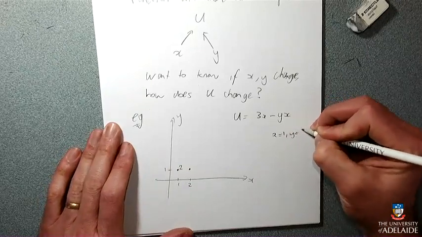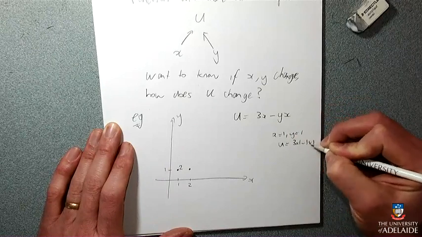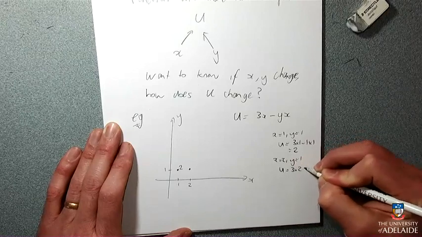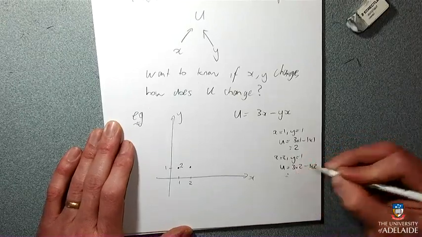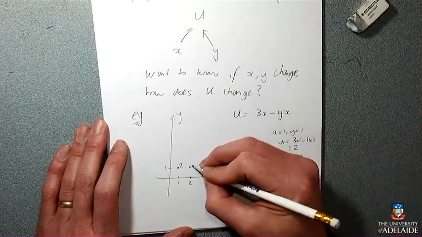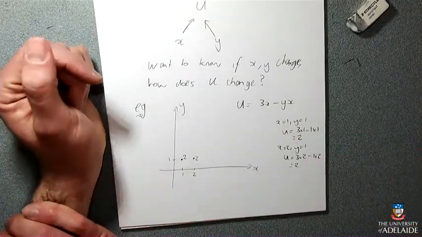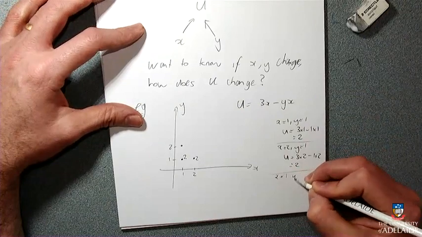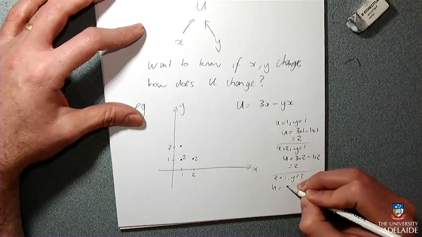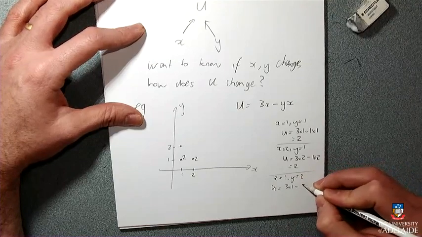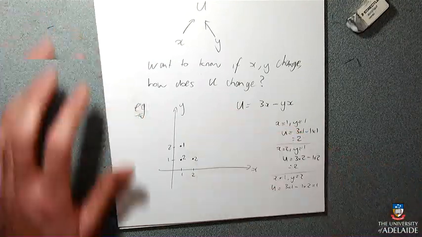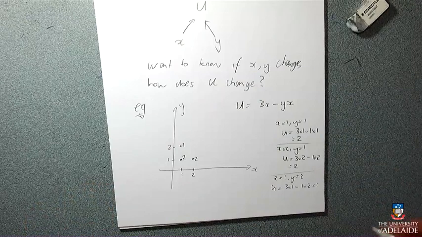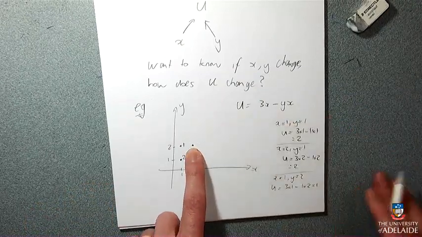So x equals 1, y equals 1. U came out to 3 times 1 minus 1 times 1, which was 2. When x equals 2 and y equals 1, u came out to 3 times 2 minus 1 times 2, which is, interestingly, also 2. I did not mean that to happen. And if I had x equals 1, y equals 2, you would get u equals 3 times 1 minus 1 times 2, which would be 1. And basically every dot here, and they don't even have to be the whole number ones, every dot produces a different answer for u. So if I have 2 and 2, I'll get 6 minus 4, which is 2.